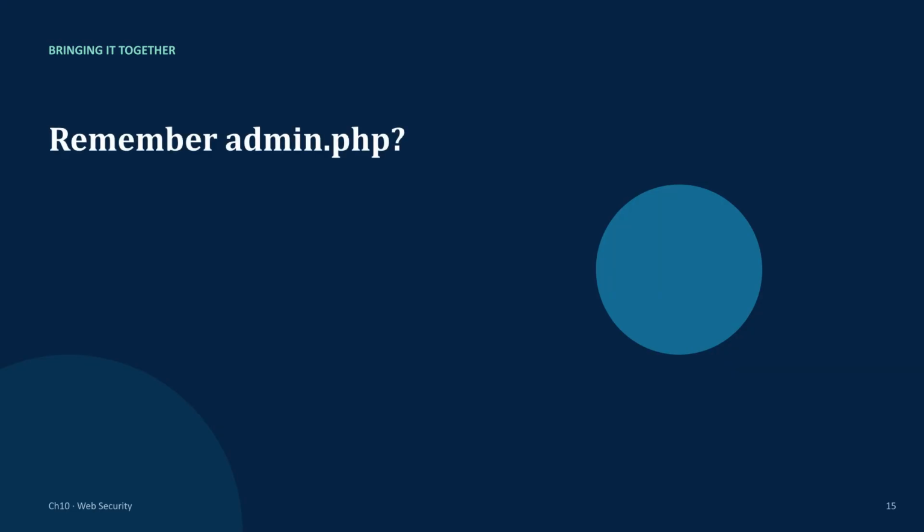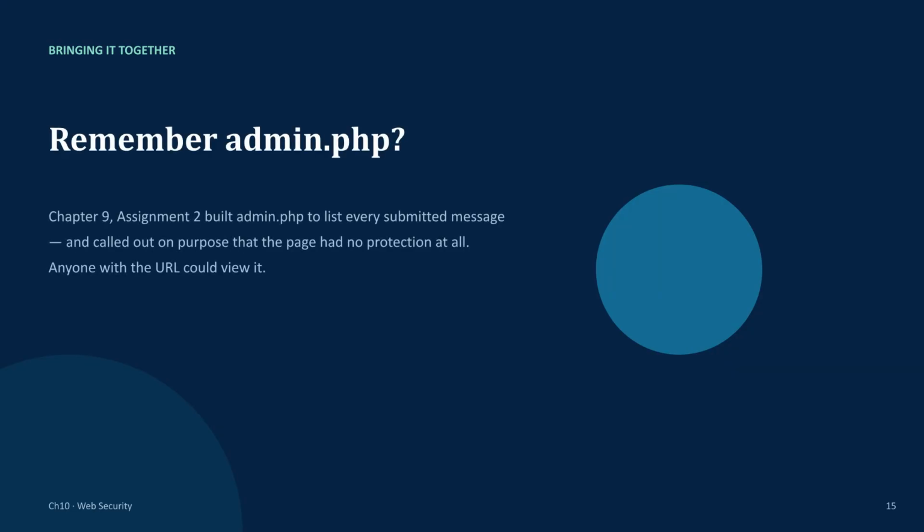This is the payoff moment of the whole chapter. Give it weight. Chapter 9's Assignment 2 built admin.php to list every submitted message and deliberately left it with no protection at all. Anyone who knew or guessed the URL could open it and see every submission. Make clear that was intentional, not an oversight. It exists so this chapter has a real, concrete target instead of only abstract examples. Today's assignments bring output escaping, validated input, confirmed prepared statements, and now a basic password gate to that exact page.